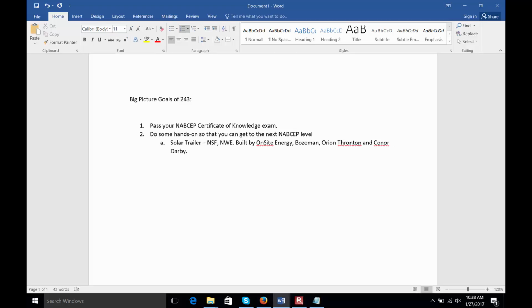Okay. So that's one possibility. Connor and Orion have told me they need to come to Missoula and sort of finish building the trailer out. I mean, right now there are solar panels on top. We've got 3 types of inverters in there, but there's a little bit more wiring that they need to do. So this is another opportunity to do some hands-on. So I'm going to invite Connor and/or Orion to come out, do that, and involve the 243 class in that. So that's one opportunity.